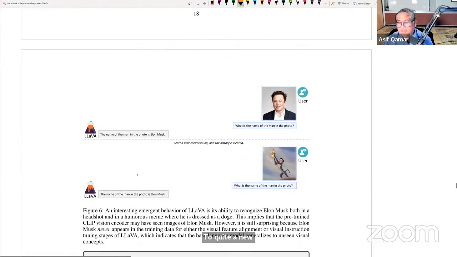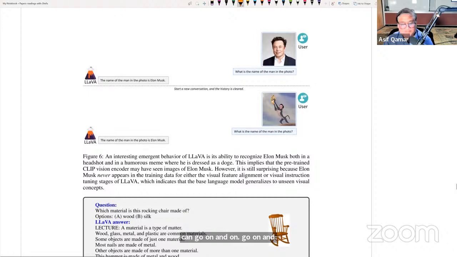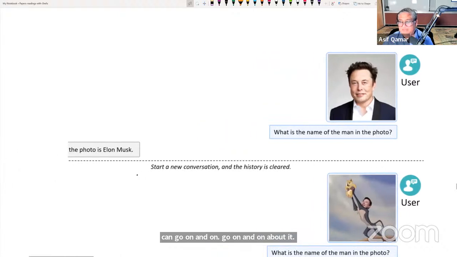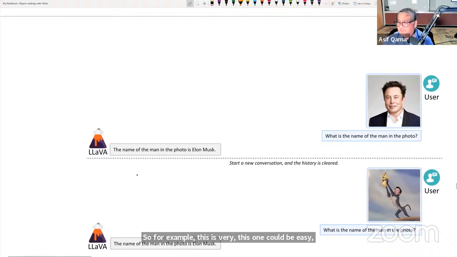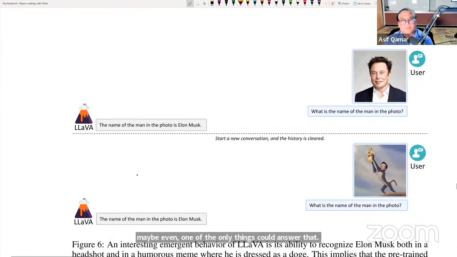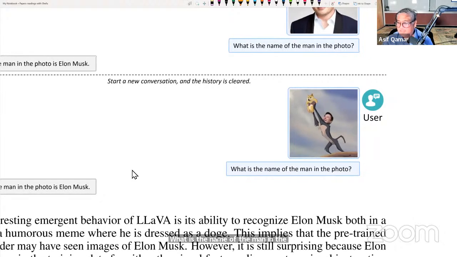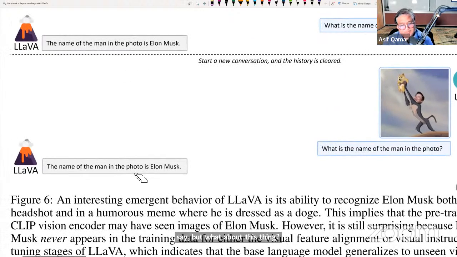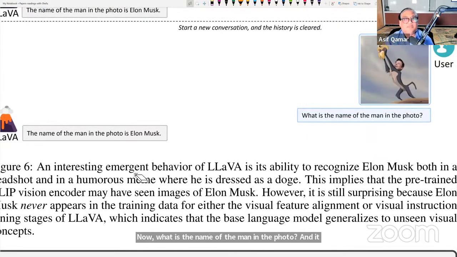And you can go on and on about it. So, for example, this one could be easy. Maybe even a Blip, one of the older things, could answer that. What is the name of the man in the photo? And it would say Elon Musk. But what about this thing? Now, what is the name of the man in the photo? And it still says the same thing, right? So it has a very good grasp of the visual information in the picture, right?